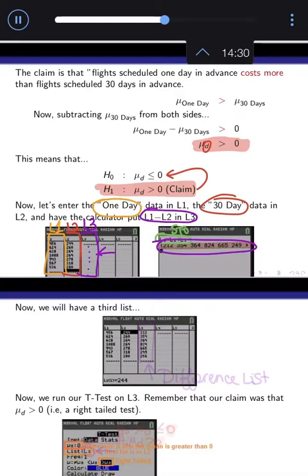Then continue. Now you don't care about the first list or the second list. We're only going to deal with the third list, the difference. This is our difference list.